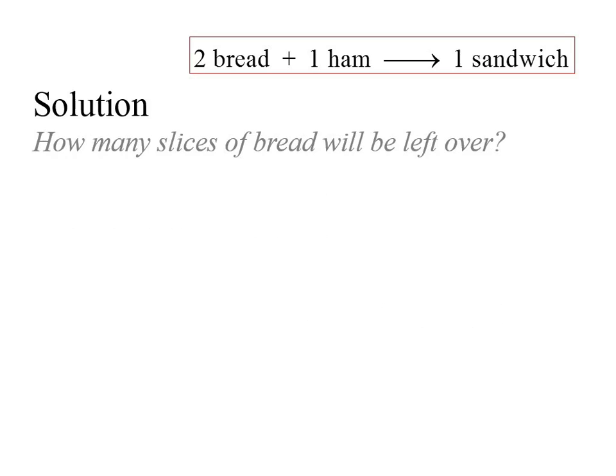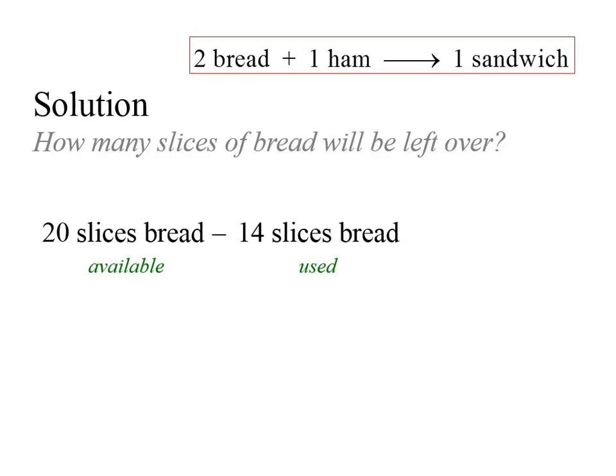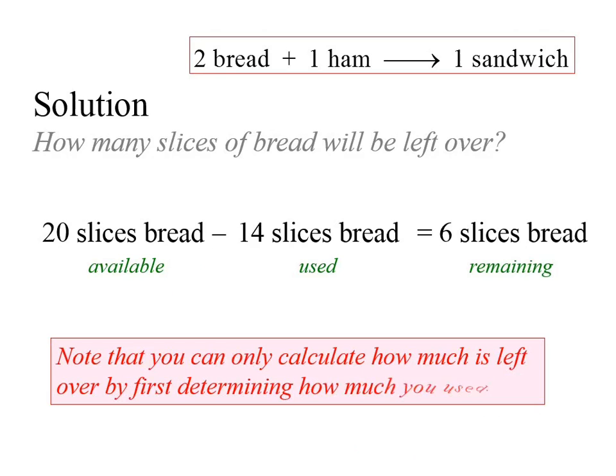So then the last thing, how much of the excess ingredient will we have left? Well, we'll take that 20 that we have, and from that we'll subtract 14, which is what we're going to use, and we'll end up with 6 slices of bread remaining. So this is very analogous to the real chemistry problems we're going to work. We can't do this last step until we do a stoichiometric calculation to see how much of the excess reactant we're going to use based on the limited supply reactant.